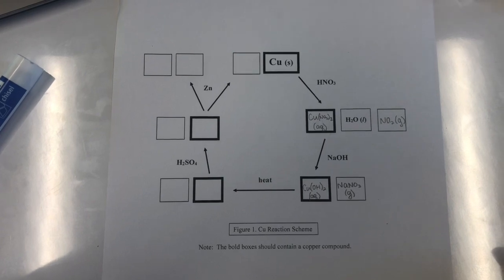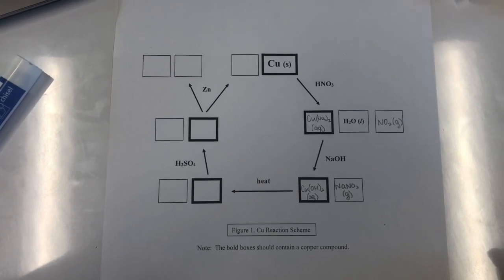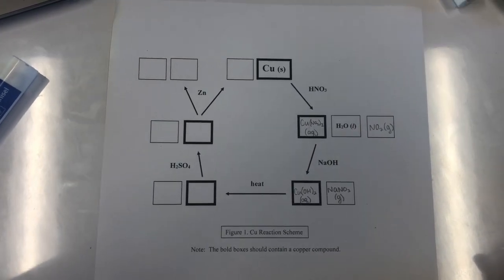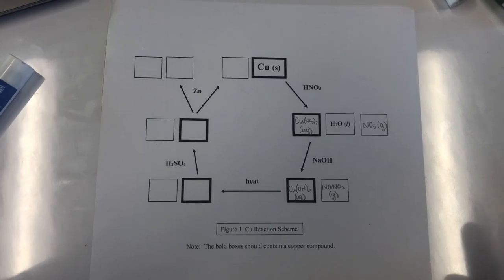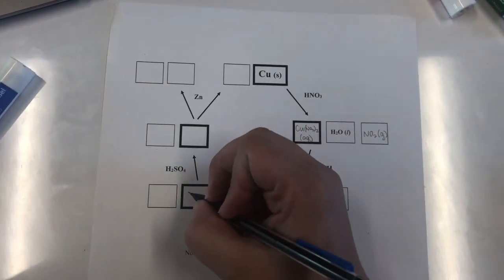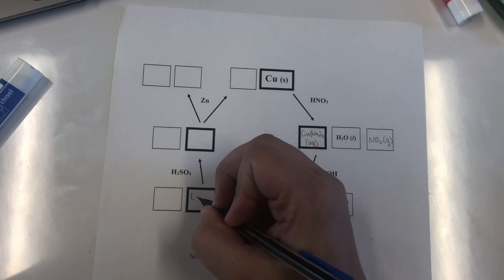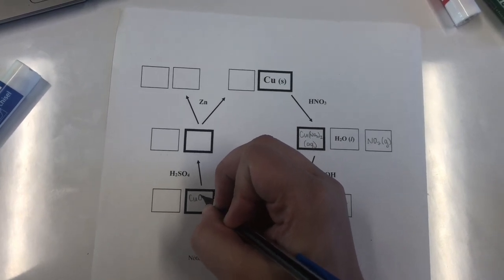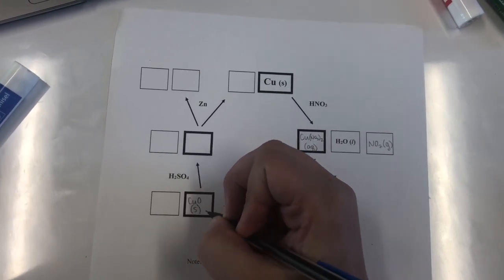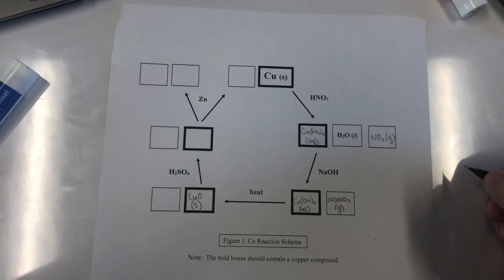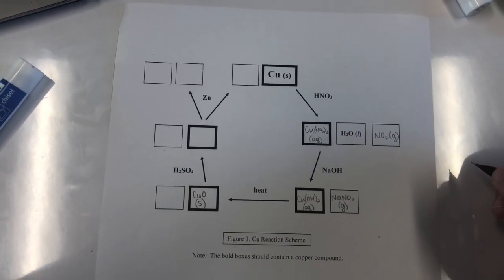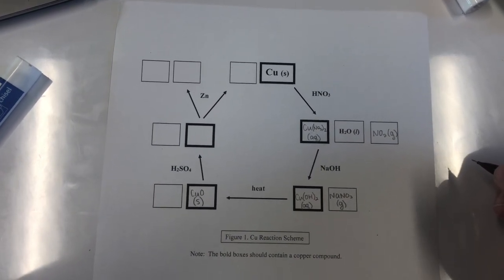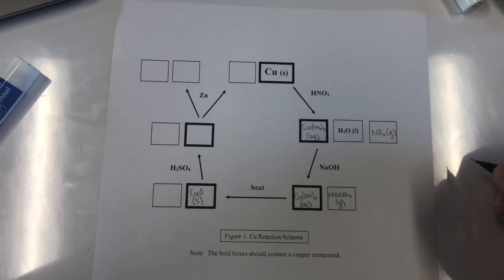Next in the experiment, heat was added to the copper 2 hydroxide. This resulted in forming a solid called copper oxide. Along with the solid that was in the mixture, it was followed by H2O.